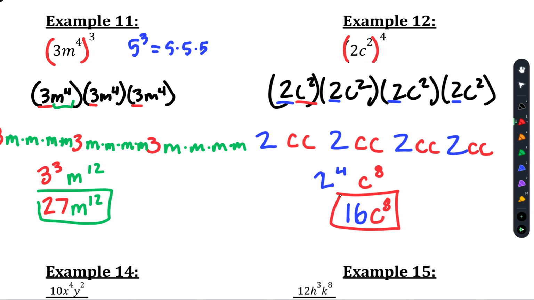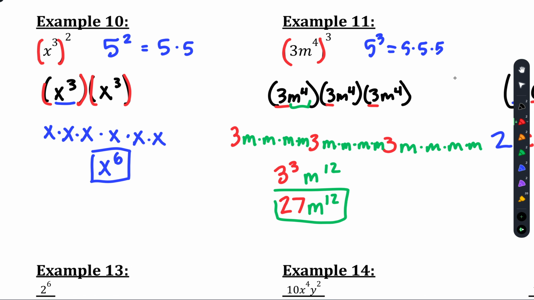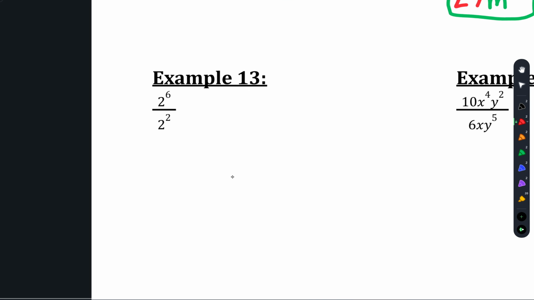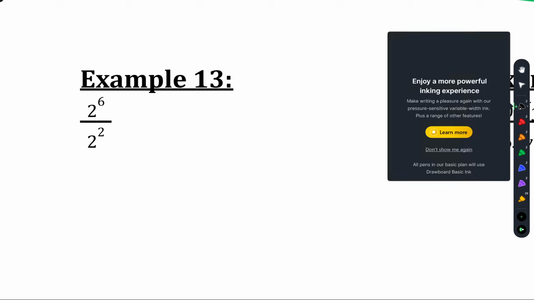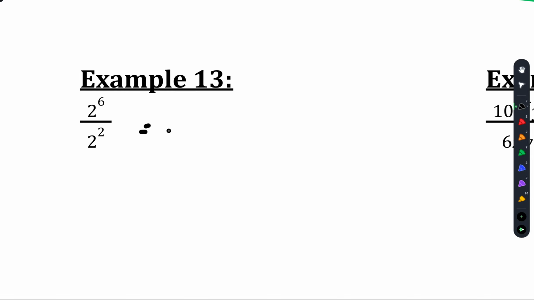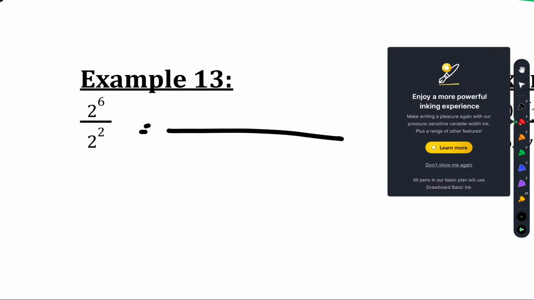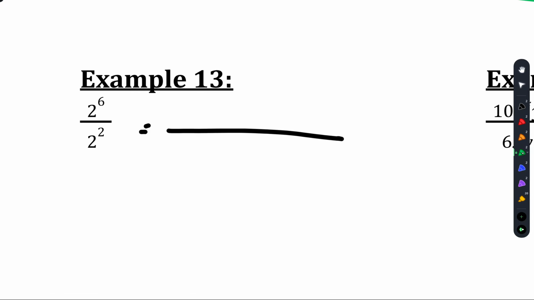Show you one more thing that's a little bit harder. Go down to 13. So now in 13, 14, and 15, you're going to see division. These are all fractions. We're going to do the same thing. We're going to start by expanding, and then we're going to start condensing. When I expand this, I'm going to expand the top, and then I'm going to expand the bottom. So for 2's, I want 6 2's in the top, and I want 2 2's in the bottom.